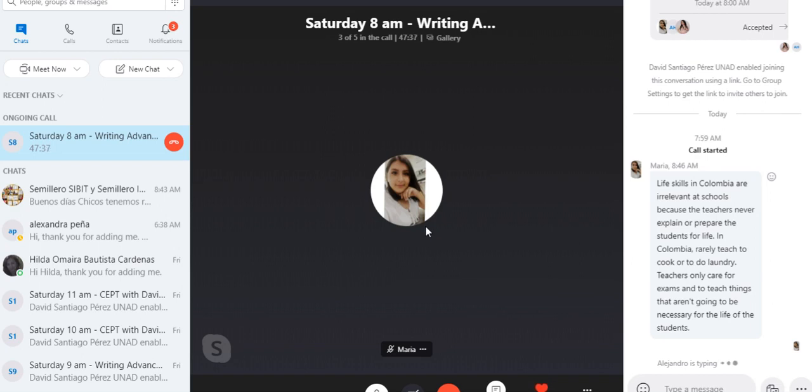Okay, that was also a very good sentence. However, the comma there was unnecessary because you're using the preposition "in." If it was "Colombia, readily teach to cook or to do laundry," the comma would be fine. So it was good, but take that into consideration, the comma. And finally, "teachers only care for exams and to teach things that aren't going to be necessary for the life of the students." Very good. You got the idea of how to write a proper paragraph. Very well, Maria. Thank you.